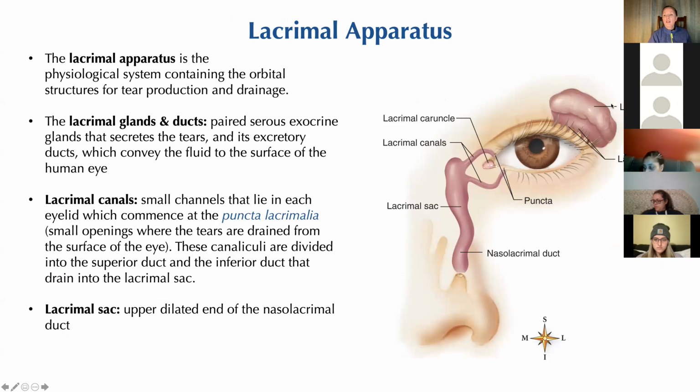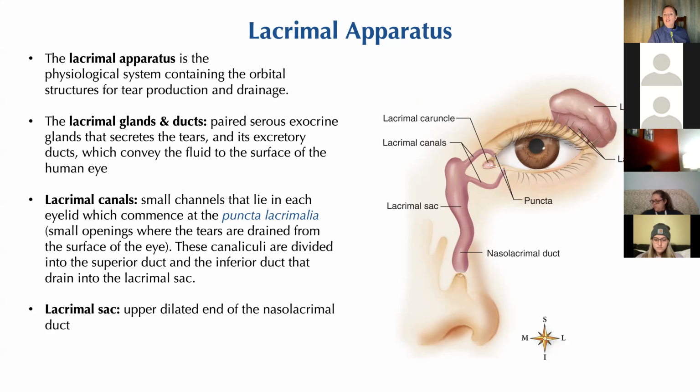Outside of our eye, we have the lacrimal apparatus. You have your lacrimal gland that's always going to be out at the lateral part of the eye, and it's going to produce the tears that will then, as you blink, move across the eye in toward the medial portion of the eye, which is going to be at the canthus.